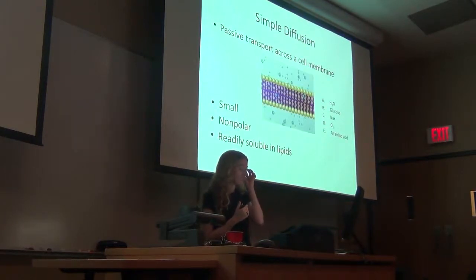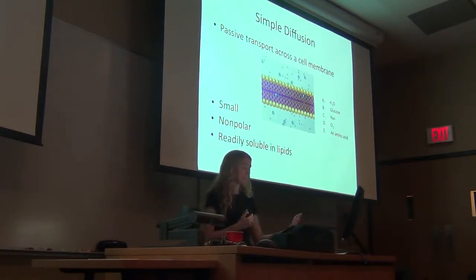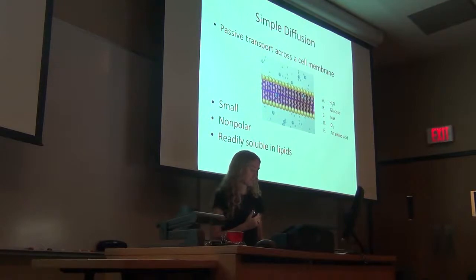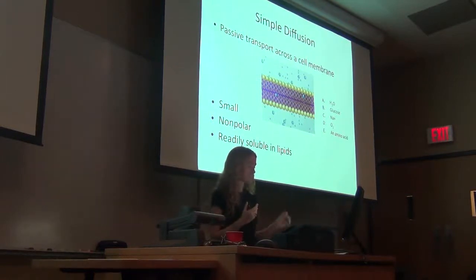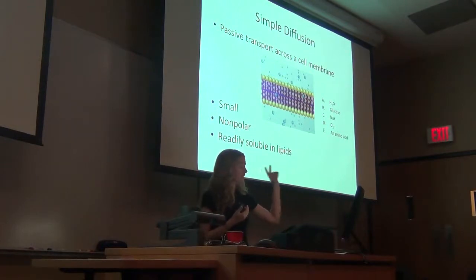So simple diffusion, passive transport across a cell membrane. Here we're talking primarily about small, non-polar molecules, readily soluble in lipids, and they can be transported this way. So of these choices, which one do you think would be one that could move by simple diffusion across the lipid bilayer? D, yeah. Okay, so D, oxygen, it is small, it is non-polar.